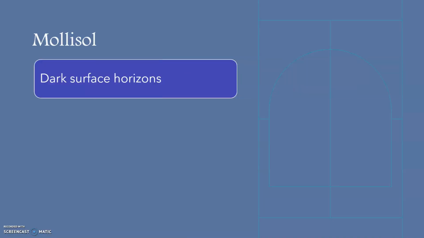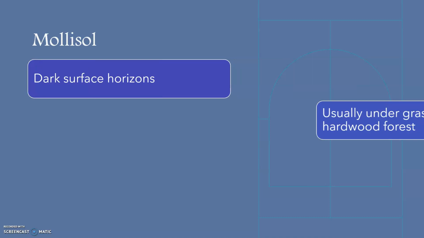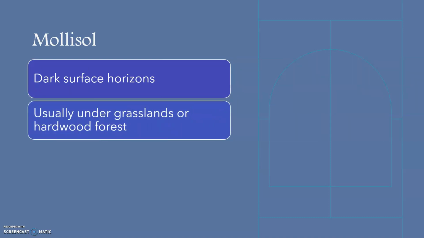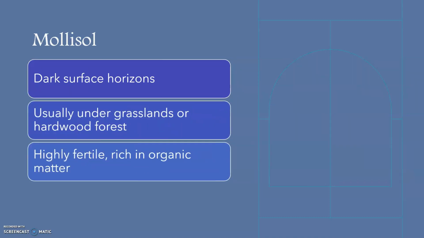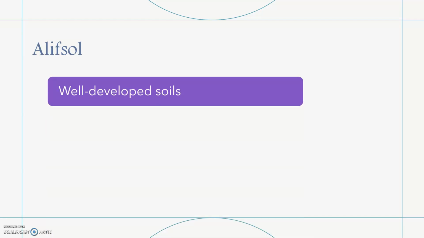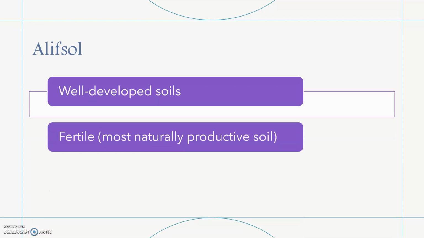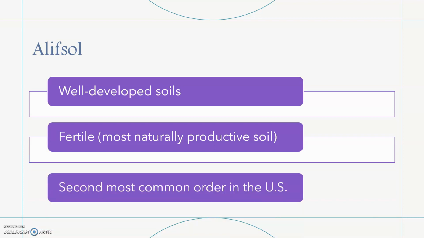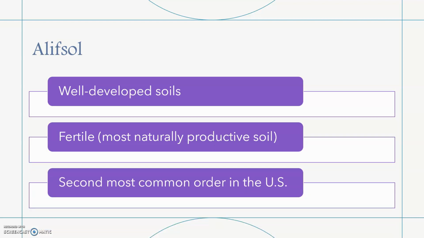Next are mollisols. Mollisols have dark surface horizons and are usually under grasslands or hardwood forest. They are highly fertile and rich in organic matter. Mollisols are the most common soil order in the United States. Alfisols are well-developed soils. They are fertile and are the most naturally productive soil. Alfisols are the second most common order in the United States.